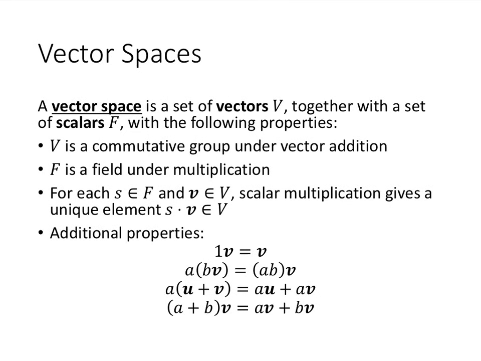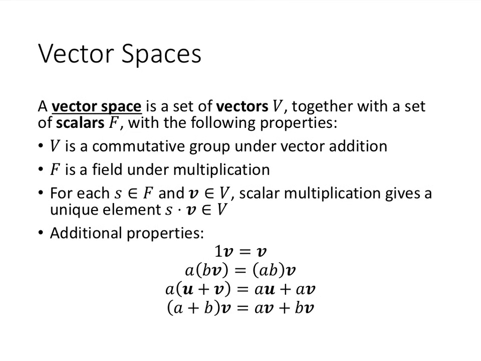So V is a commutative group under addition. One of our operations is vector addition. We take two things in V and add them together, and that's going to be a commutative group. So we're going to have an identity element, the 0 vector. We have additive inverses, and we have associativity of addition and also commutativity. F by itself is a field under multiplication. That's taking two scalars and multiplying them by each other. So we're going to have an identity scalar, which is going to be the number 1, or we think of it as the number 1 if the field isn't numbers themselves.